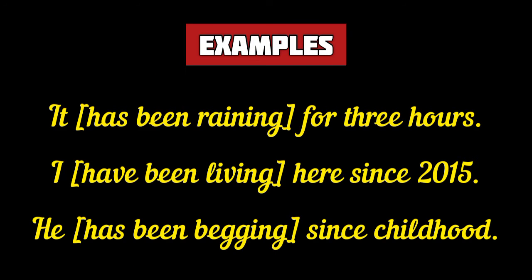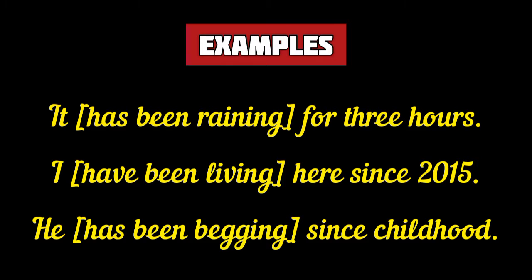Now let me give you some examples of the present perfect continuous tense. It has been raining for 3 hours. Here the verb has been and the ing form of the verb rain, has been raining, is in present perfect continuous tense. We understand that the rain started in the past and is still in continuation for 3 hours now. So has been raining is in present perfect continuous tense.